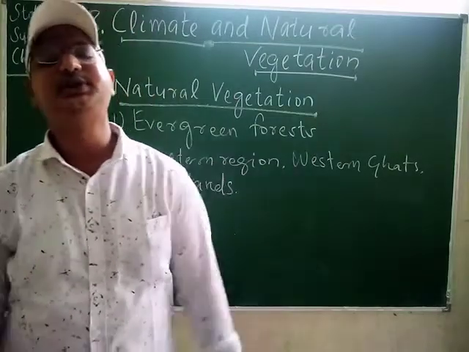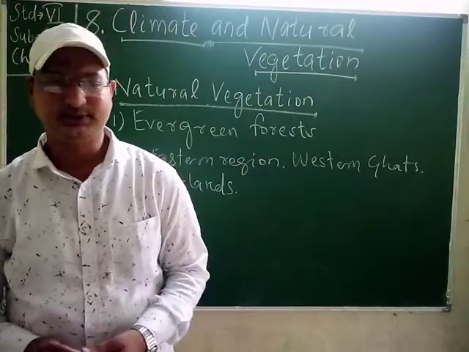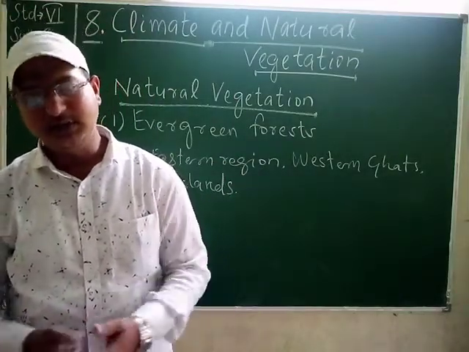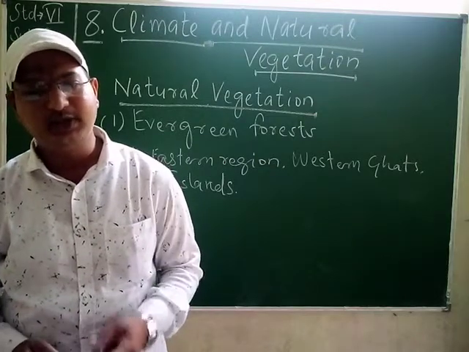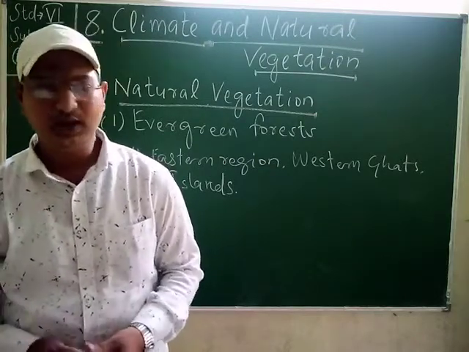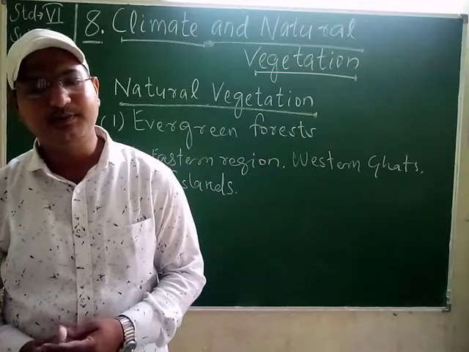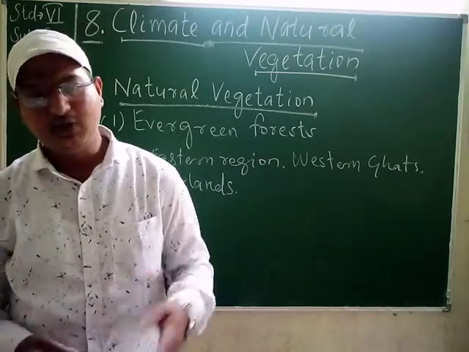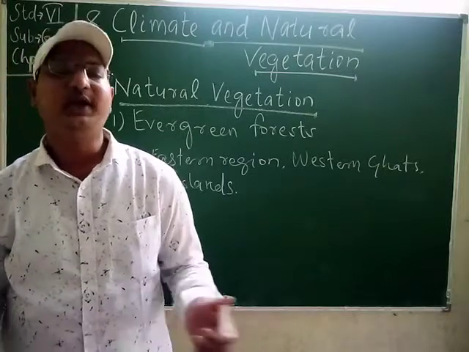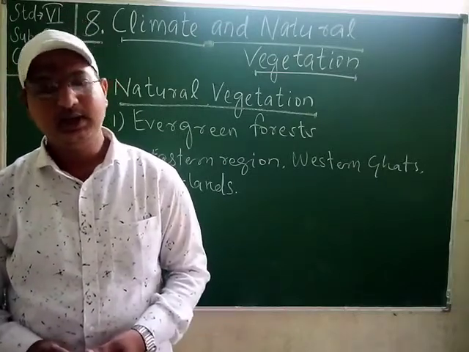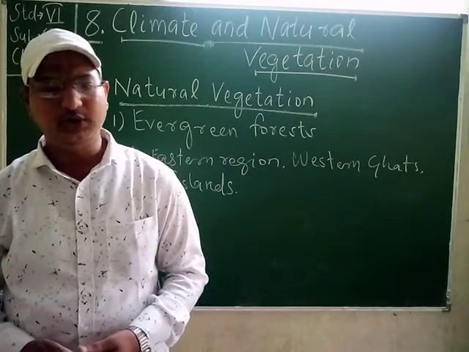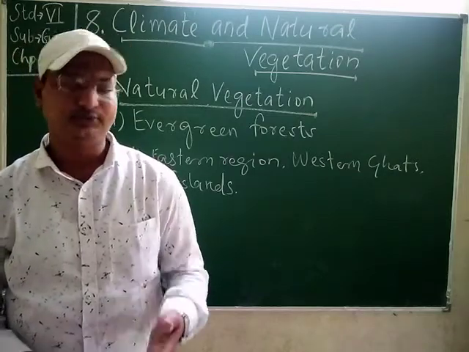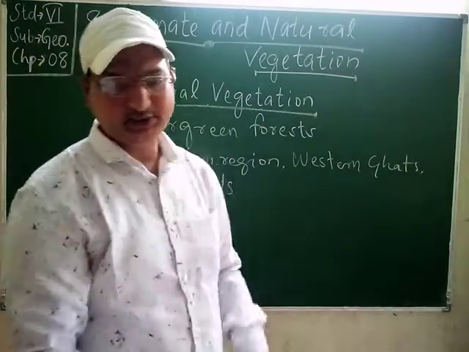Students, here the vegetation is of three layers. The top layer forms a canopy under the sky. The commonly found trees are betel nut. Students, you know what is betel nut? Then mahogany, rosewood, etc. Many kinds of orchids grow on the branches of these trees in this forest. Students, the next is the monsoon forest.